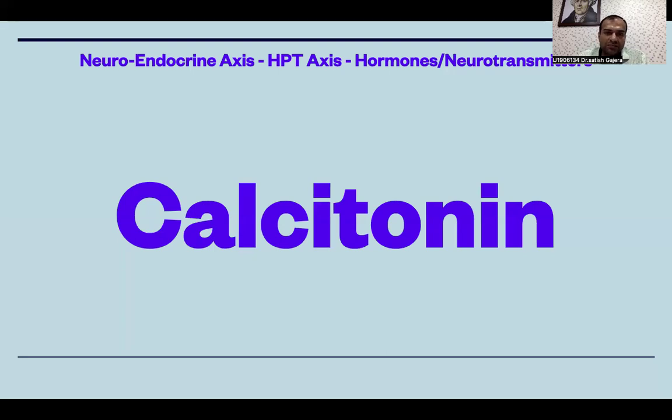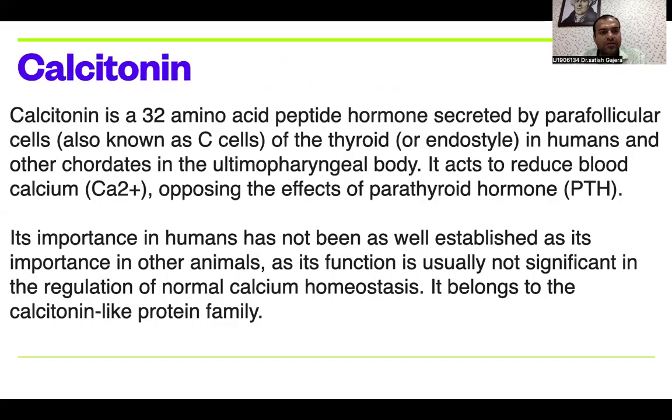Now calcitonin. Calcitonin is also secreted by the thyroid gland. Calcitonin is a 32 amino acid peptide hormone, a protein hormone, secreted by parafollicular cells. T3 and T4 are secreted by follicular cells, while calcitonin is secreted by parafollicular cells, also called C cells of the thyroid, or the endostyle in humans and other chordates, in the ultimobranchial body. So it is produced by the C cells of the thyroid.